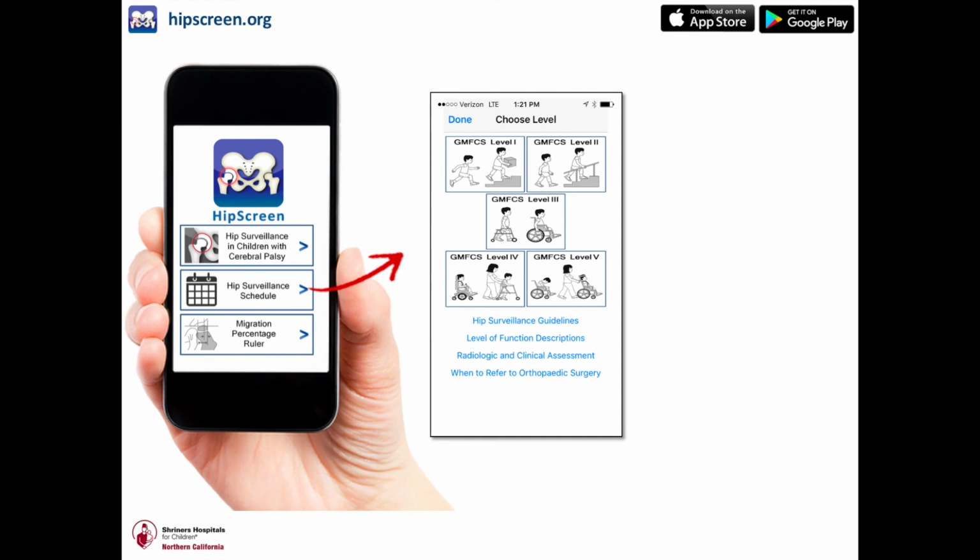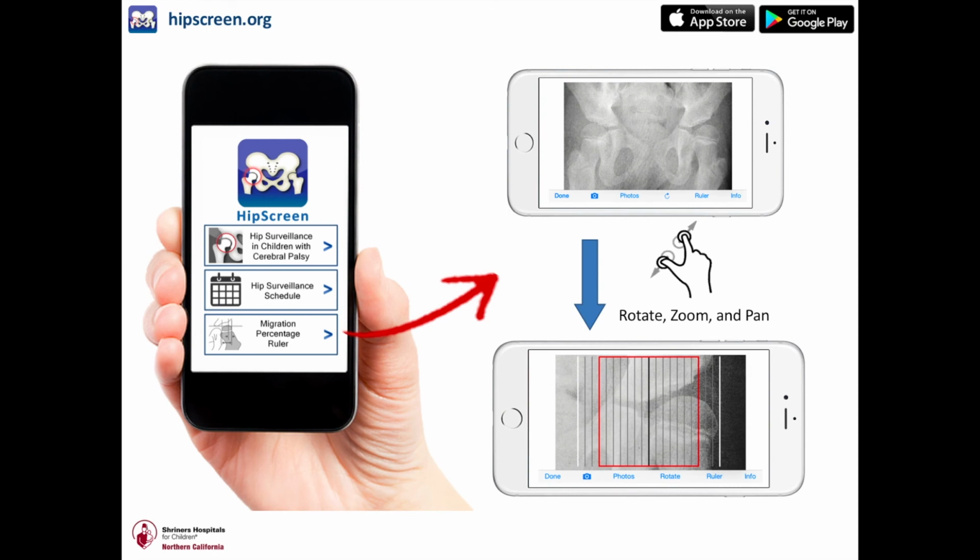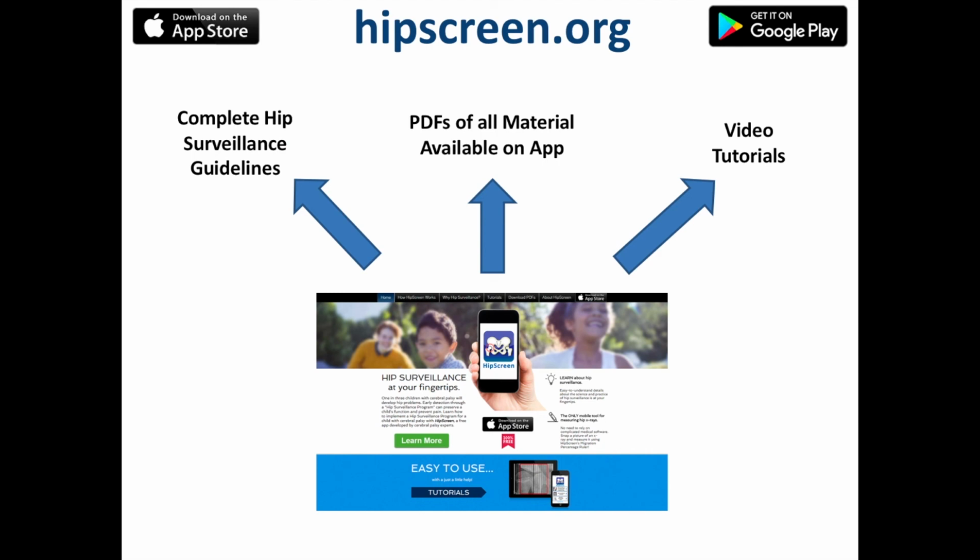The second tab on the app allows you to touch the child's gross motor function classification system level, and then the recommendations are easily there for you to read about how often the child should be obtaining clinical exams and pelvis x-rays. Finally, the app contains the tool for migration percentage measurement, the migration percentage ruler, as I demonstrated to you earlier. The website has all of the complete hip surveillance guidelines, PDFs of the material available on the app, as well as video tutorials.